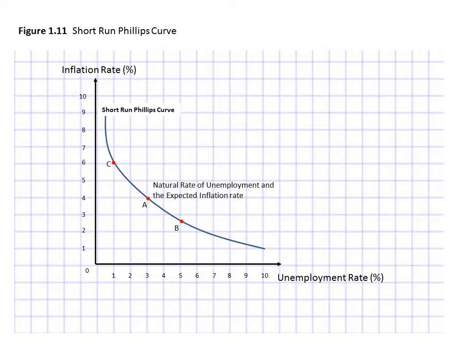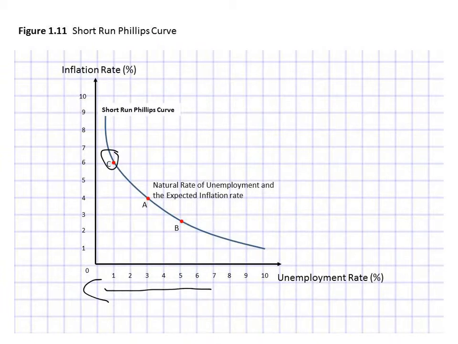If you look at point A, it's the natural rate of unemployment. In other words, there's always unemployment, and this is that number. And then it's the expected inflation rate. What the Phillips curve tells us is that if something happens and A moves to B or C, we're going to see a change in the unemployment rate. So for example, if we're at point A and inflation rises to point C, the unemployment rate goes down.